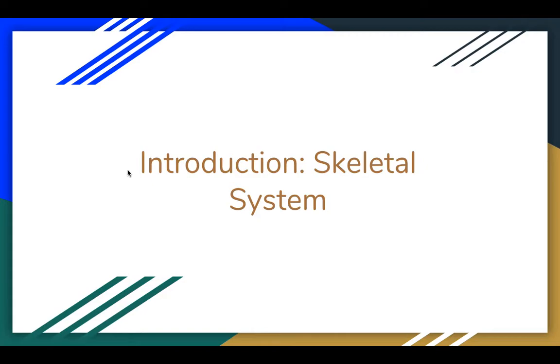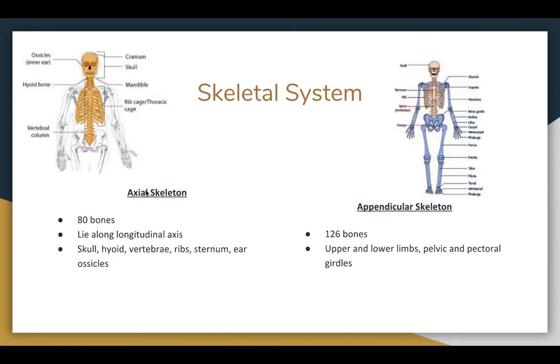The title of these notes is the Introduction to the Skeletal System. You can see here the skeletal system. We have both the axial skeleton and the appendicular skeleton. Both of them make up the skeletal system. In the axial skeleton, there are 80 bones. They lie along the longitudinal axis of the body. They include the bones of the skull, the hyoid, the vertebrae, ribs, sternum, and the ear ossicles, those little bones that make up the ear. And you can see there they make up this central portion along the longitudinal axis of the body.